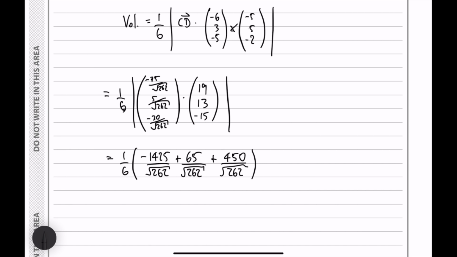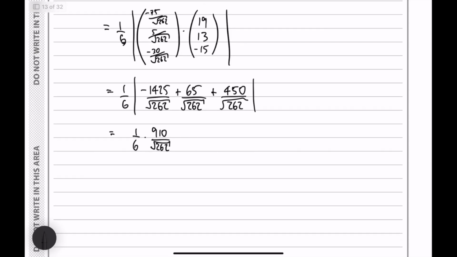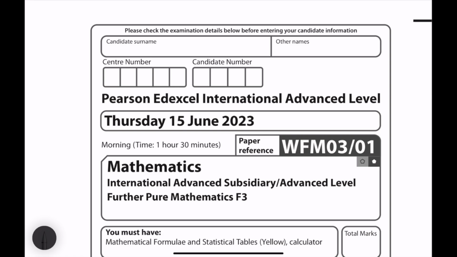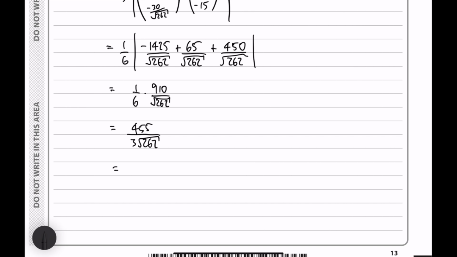The calculator assures me this is 910, or minus, but it should be modulus. So that becomes 910 over root 262. And when you divide that by 6, you get a really, really horrible answer. So we've got 455 over 3 root 262, and we shouldn't leave a square root in the denominator. And that's no better. It's 455 root 262 divided by 786. So there you go. There's an answer for you.